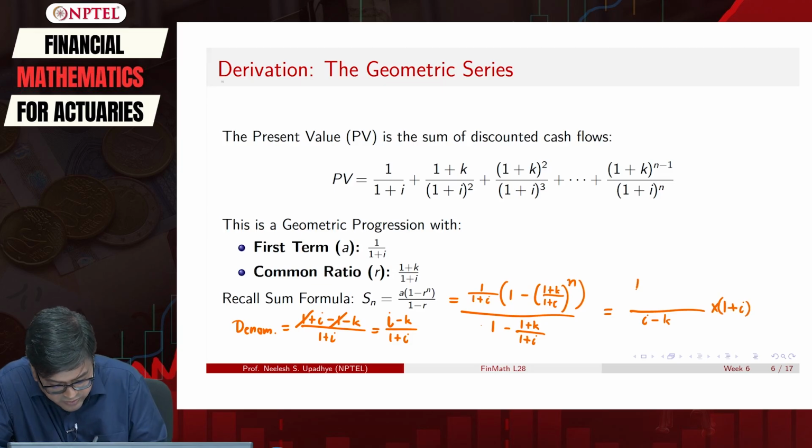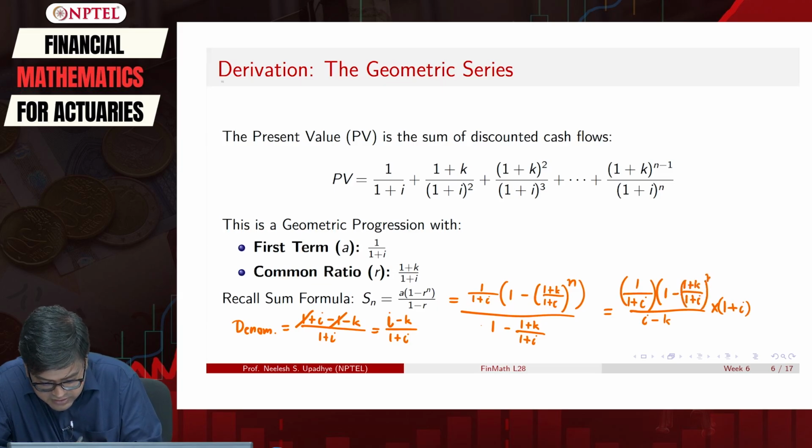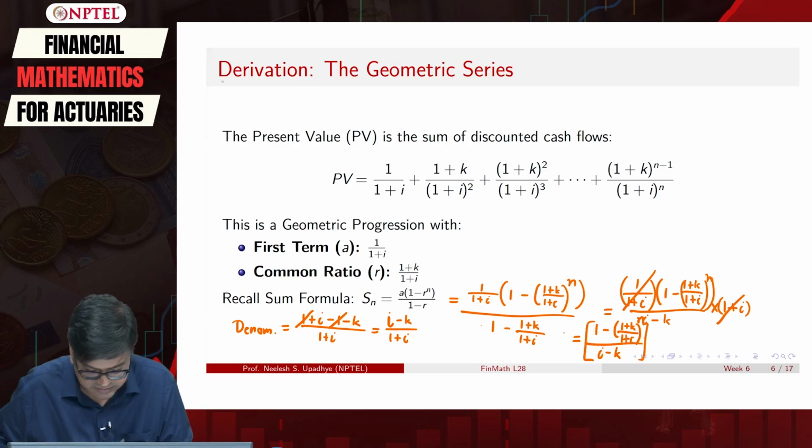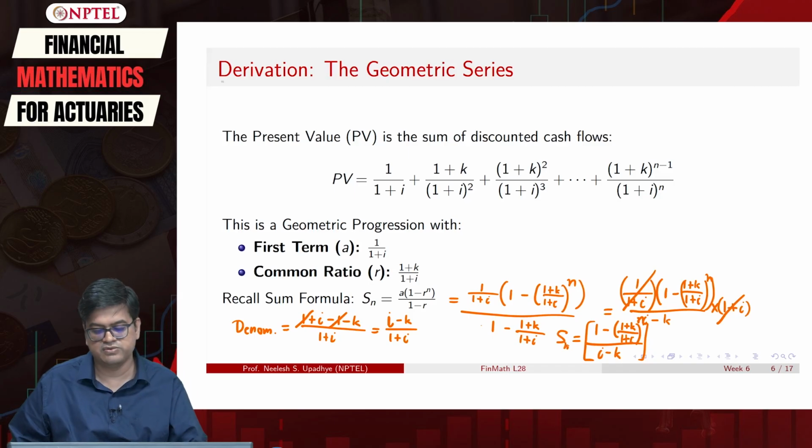What is the numerator? You have 1 upon 1 plus I, right. This thing is getting cancelled with this, and I will not open up 1 plus k upon 1 plus I raised to n. So, my new formula becomes 1 minus 1 plus k upon 1 plus I raised to n, upon I minus k. This is my formula for this Sn, or the present value that we are discussing.